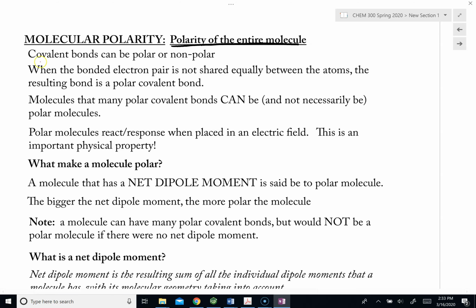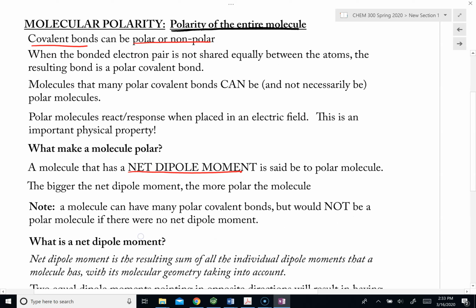So we have seen that a covalent bond can be polar or nonpolar, versus a polar molecule, which would be one that actually has a net dipole moment to it. So here's what happened right here. Polar molecules refer to the molecular polarity, or polarity of the entire molecule.